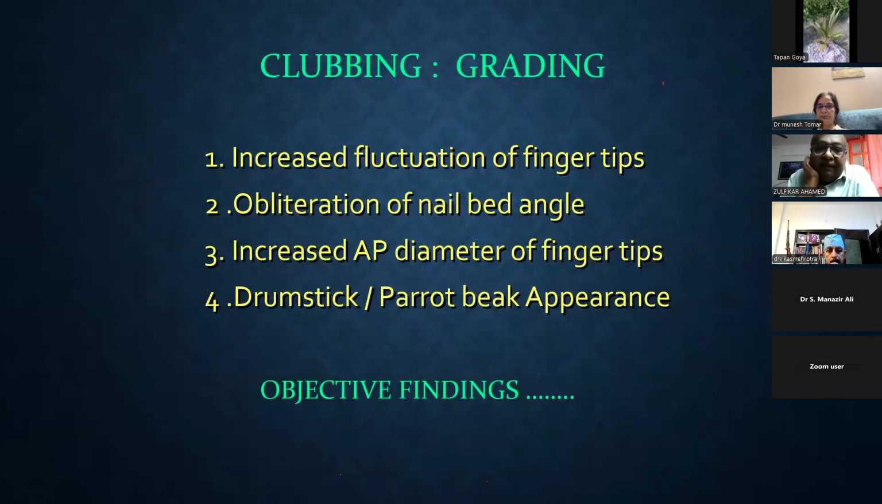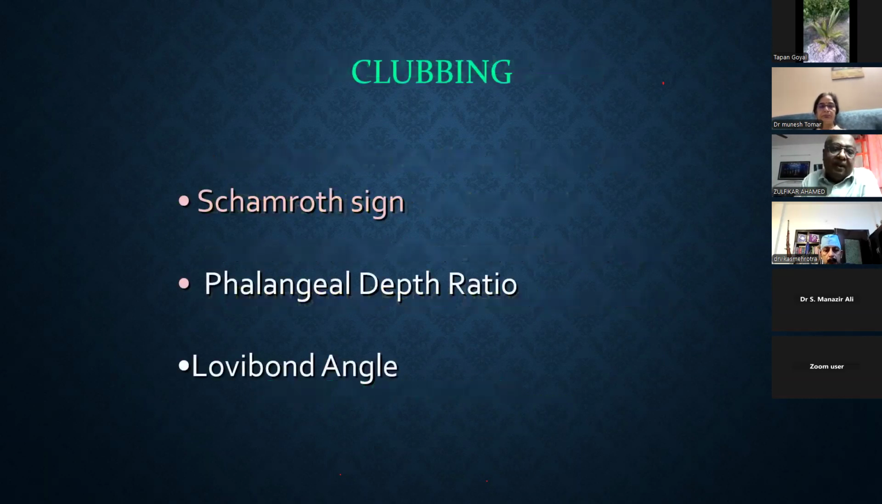Grade 1 is increased fluctuation of fingertips. Grade 2 is obliteration of nail bed angle. Grade 3 is increased AP diameter of the fingertips. And lastly, advanced clubbing. Grade 4 clubbing is a drumstick or a parrot beak appearance. And we must go back, especially the postgraduates, should go back and read about the three important signs in assessing clubbing: the Shamroth sign, the phalangeal depth ratio, and the Lovibond angle, which we will not discuss now.